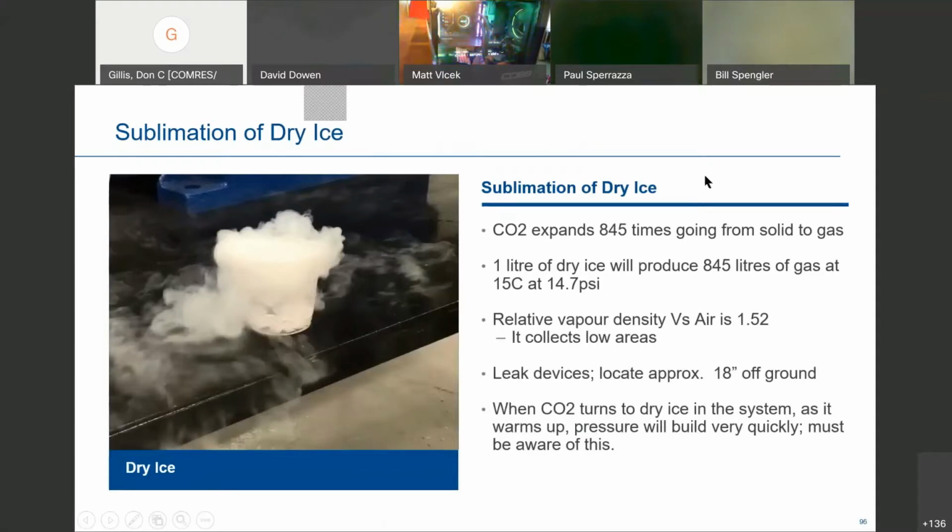One more time, to recap on some things we talked about a couple weeks ago, probably one of the most important things that I found out about CO2 when I started training a few years ago under Andre and Alain and some of the other Canadians on our Emerson team. CO2 expands 845 times going from a solid to a gas. It sublimes, so it doesn't go from a solid to a liquid. It goes directly to a vapor. So in other words, 1 liter of dry ice will produce 845 liters of gas at 14.7 atmospheric pressure, okay? The relative vapor density versus air is 1.52.